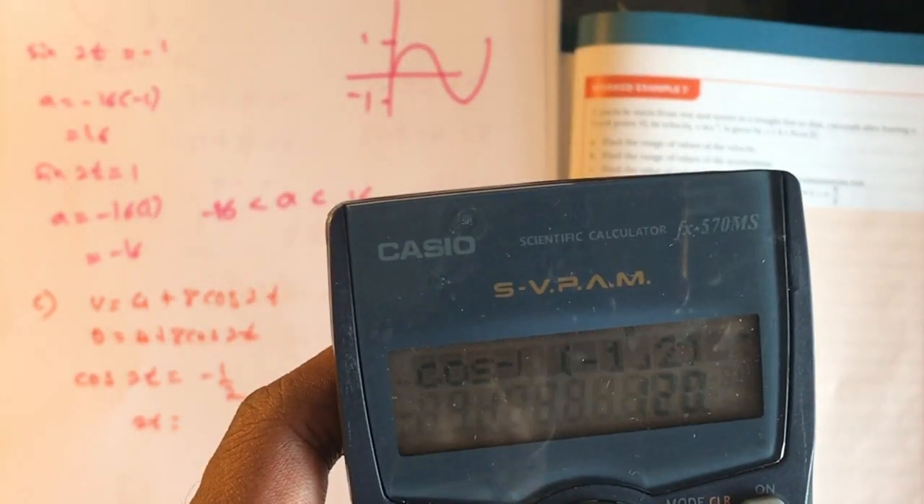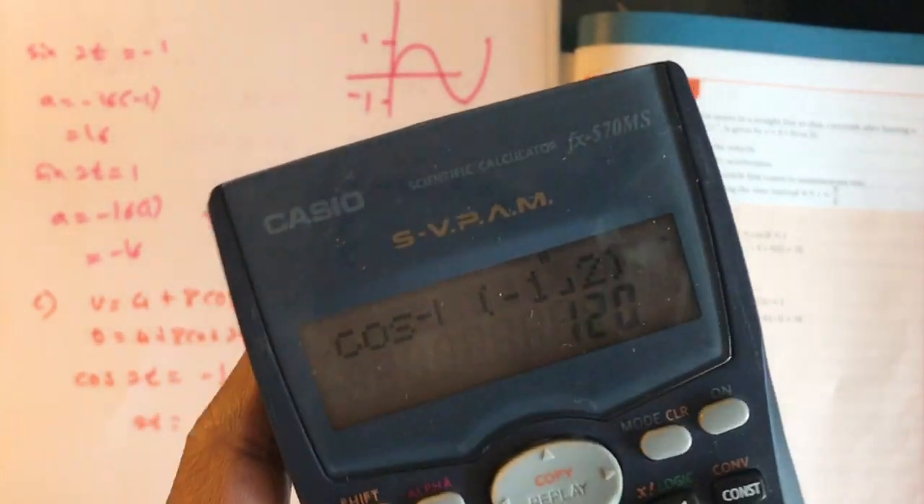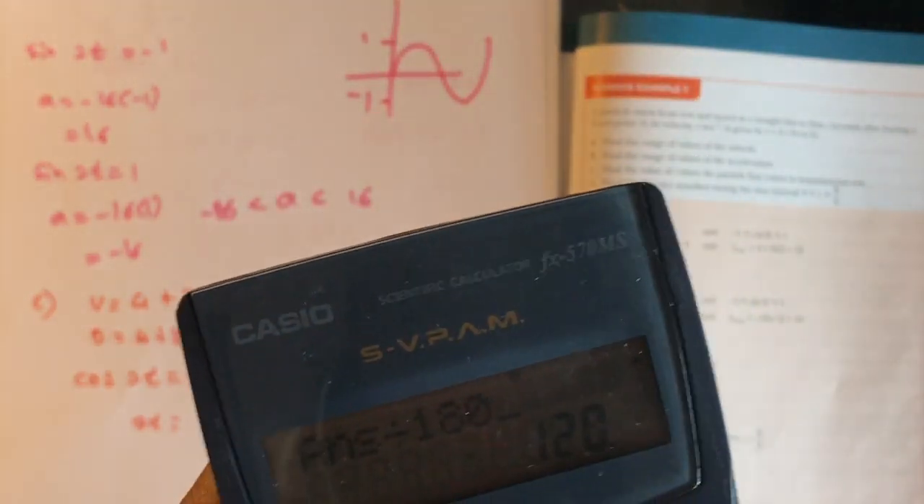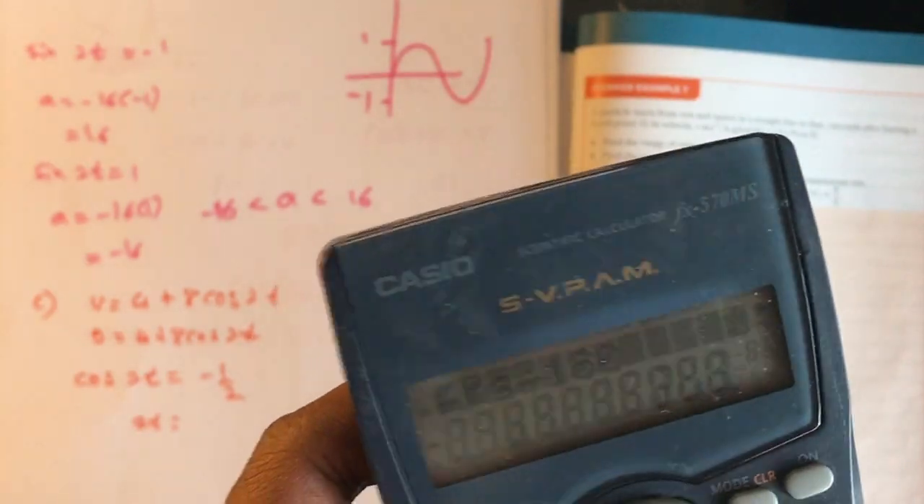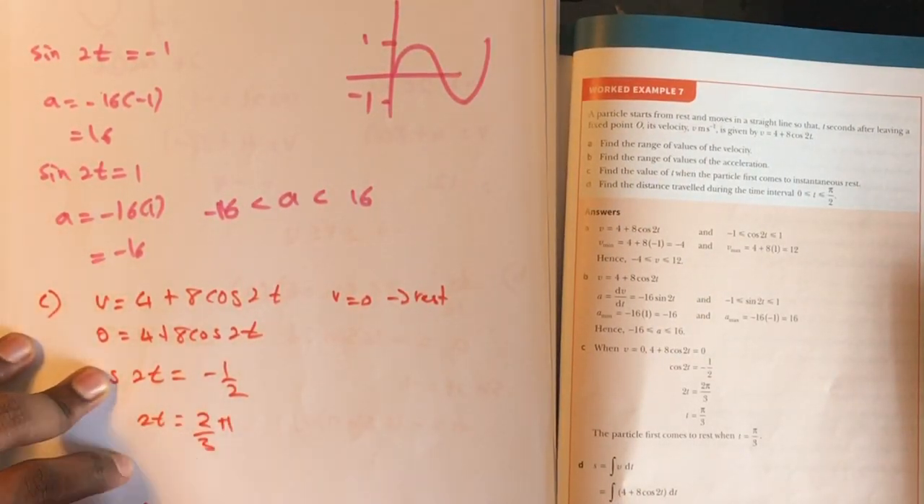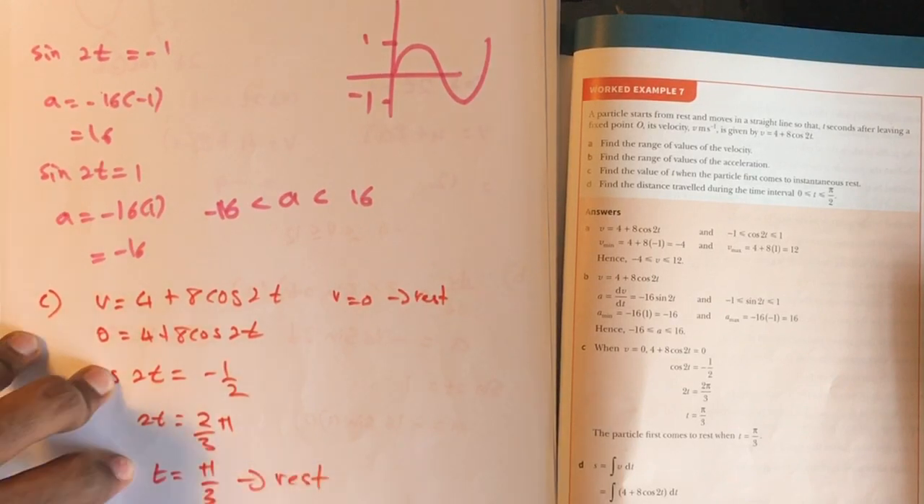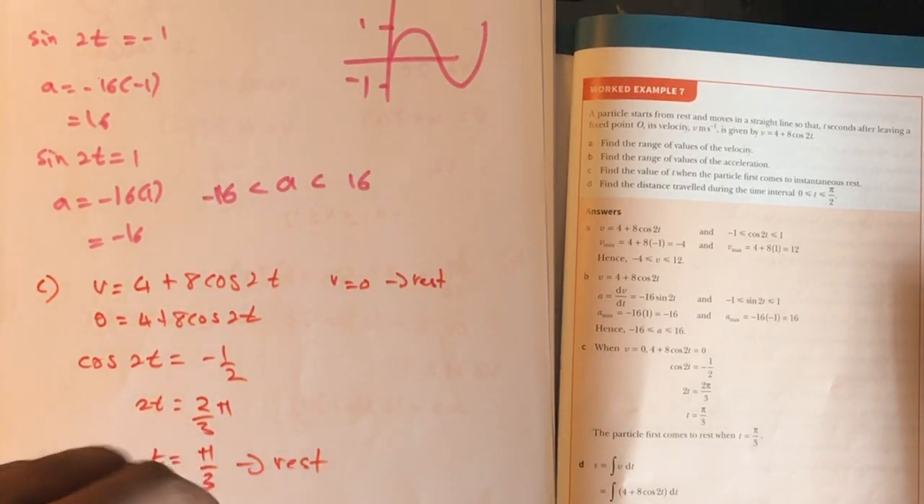So you get 120. Then you convert 120 to radians. How do you convert to radians? 120 over 180 times pi, so that means it's 2 over 3 pi. Then you shift the 2 there, so t equals pi over 3. So take note, when time equals pi over 3, the particle is having a rest.